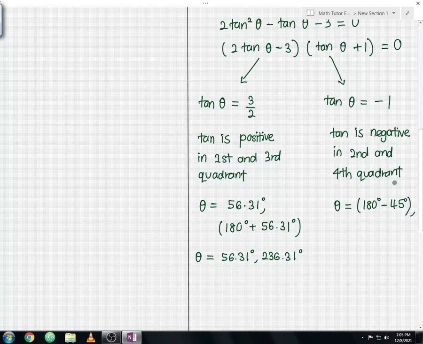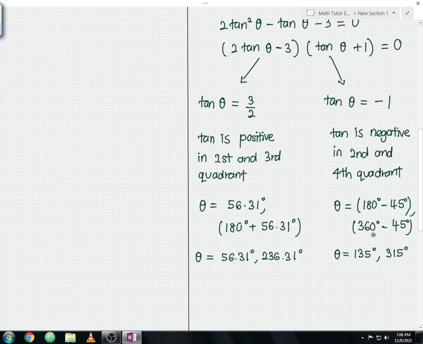Okay, and then continue with the fourth quadrant. Okay, fourth quadrant, your working will be 360 degree minus with 45. Okay, so from here you will get here 2 angle as well, where your theta is equals to 135 degree, okay, and then 315 degree. Okay, so this is for the right hand side.